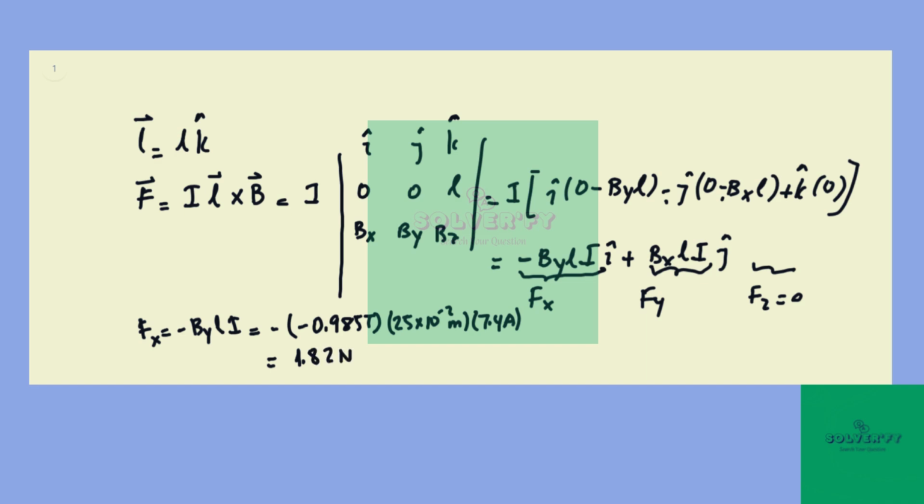When we do the calculation for Fy, that equals Bx L I, then Bx is given to us as negative 242 Teslas, and then 25 centimeters. Again, the length of the wire, we're converting it to meters. And then we have the current, 7.4. So we find the y component of the force to be negative 0.45 newtons.